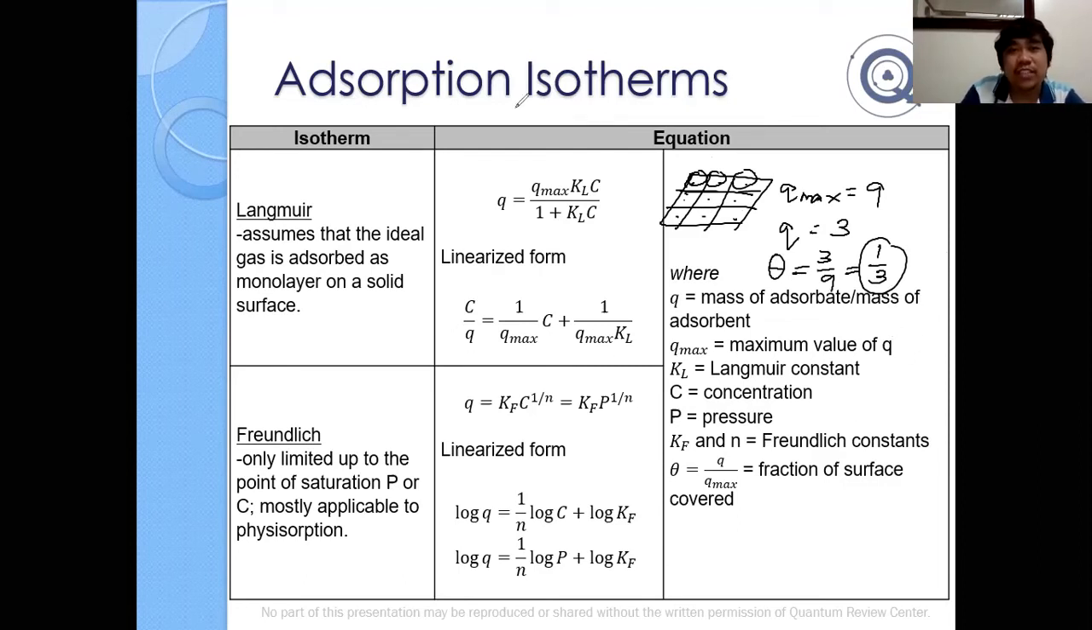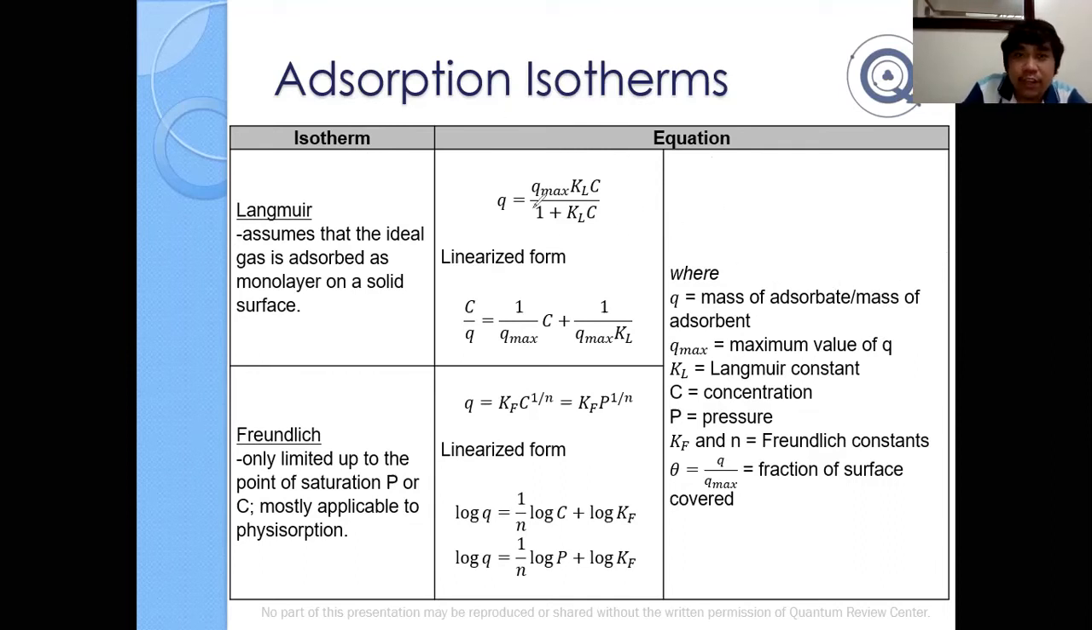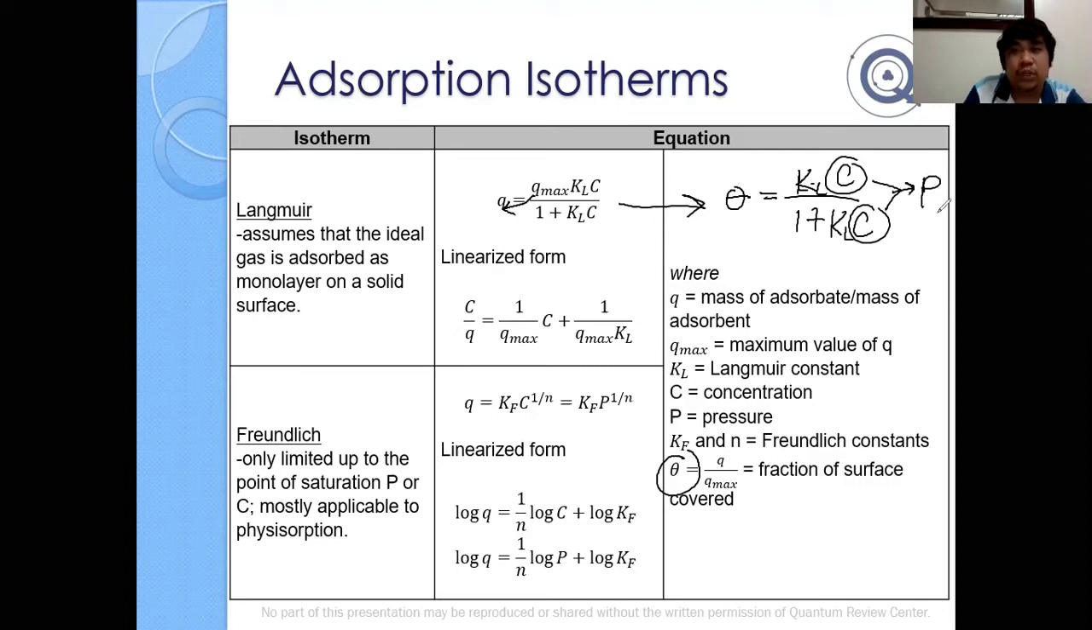So, anong gusto kong emphasize dito? Kapag Langmuir isotherm, yung Q over Q max natin, that is equal to theta, such that you can write this as theta equals KL C over 1 plus KL C. And again, you can replace your C with pressure instead of concentration. Mas common to na form ng Langmuir isotherm. Again, your theta is simply Q over Q max kapag Langmuir isotherm or kapag monolayer.